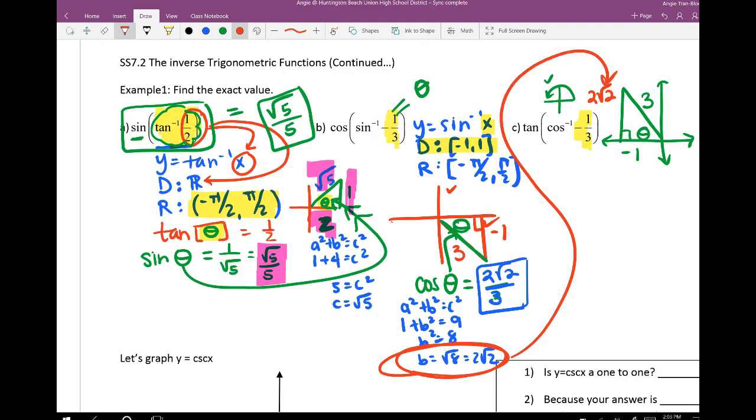So now I have this triangle. This whole thing is just theta, whatever it is. Now let's find tangent of theta. Tangent is opposite, which is 2 rad 2, over adjacent, which is negative 1. Let's simplify that. Tangent of theta equals negative 2 rad 2. So the final answer, class, is negative 2 rad 2.